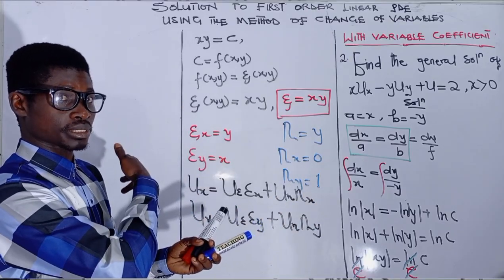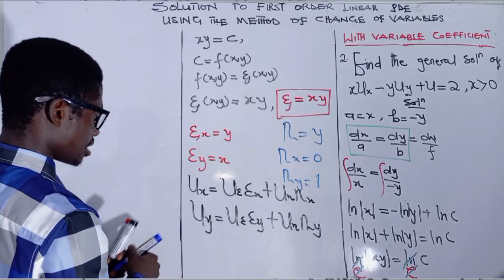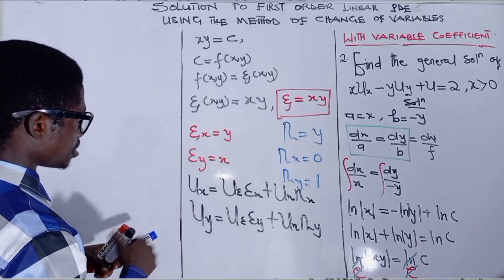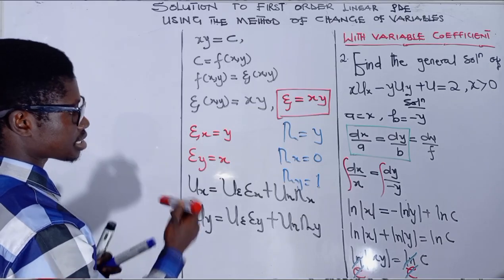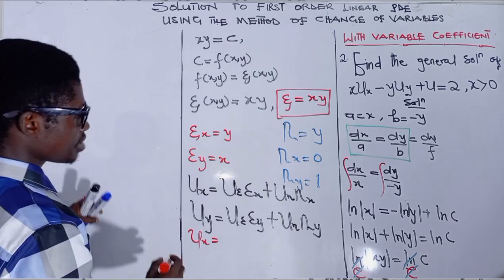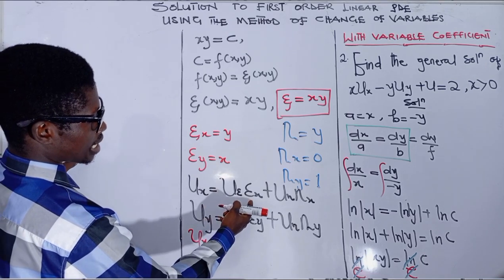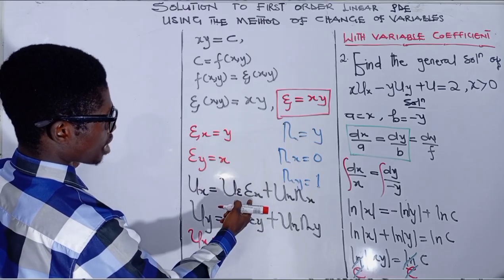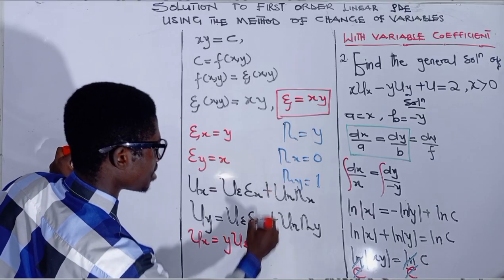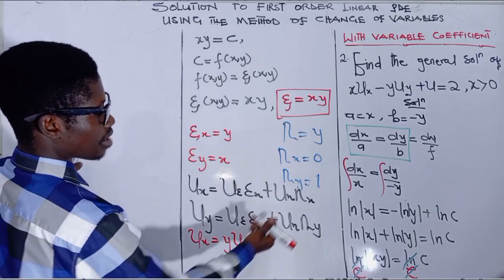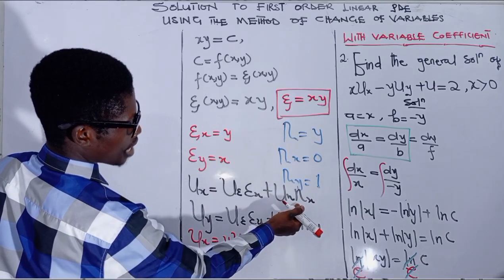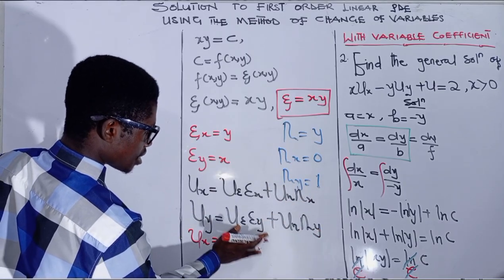We are still following the steps. So let's start with ux. With the ux, we have xi x. So we have y times u xi. Then plus, we also have u eta eta x. Eta x is 0. So 0 times u eta will give us 0. So we are left with only this.